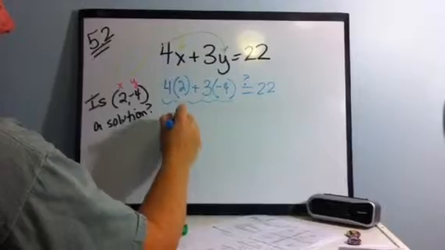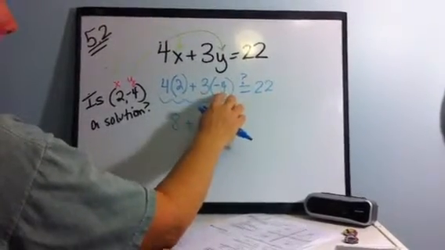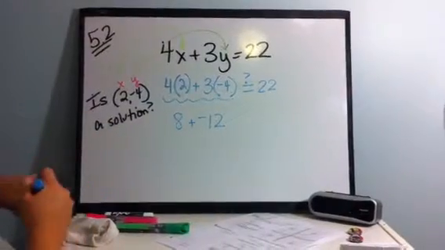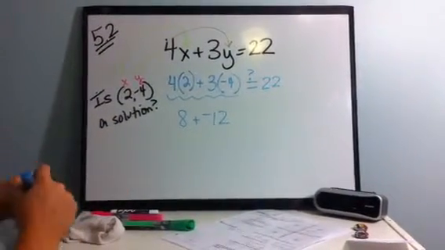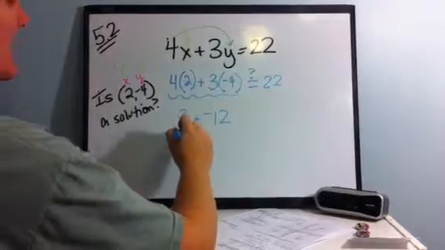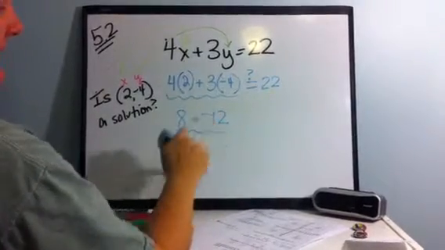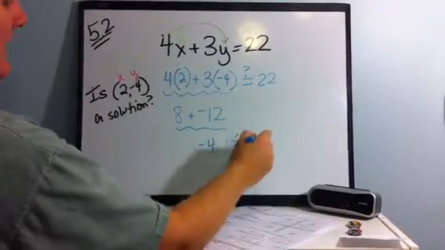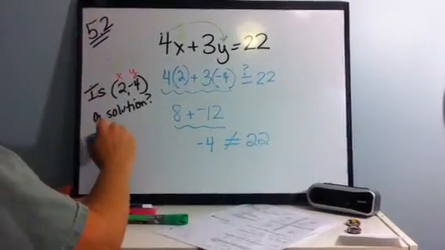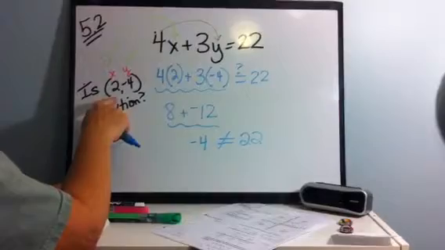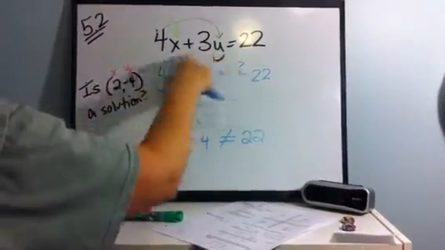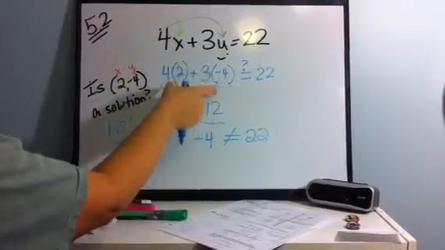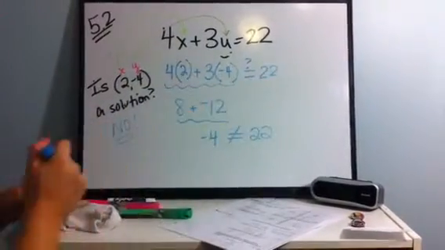4 times 2 is 8, plus 3 times a -4 is a -12. If the negatives throw you off, play with a calculator. We're at this point where everything you do, you can use a calculator in this class. So on this left-hand side, you have 8 plus a -12, that's going to be a -4, and that absolutely does not equal 22. So to answer your question, no. This point is not a solution of this linear equation, because when I plug in the x and plug in the y, my left side does not equal my right side.